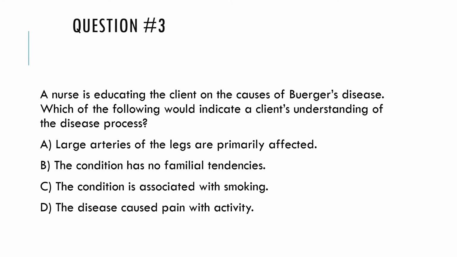Buerger's disease is an inflammatory process affecting primarily the medium-sized arteries or veins of the legs and causes an occlusion of circulation. Smoking, which causes vasoconstriction, can exacerbate the disease process.